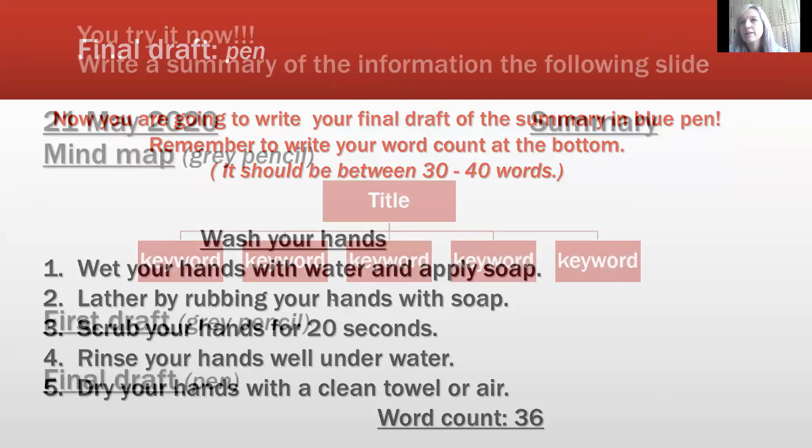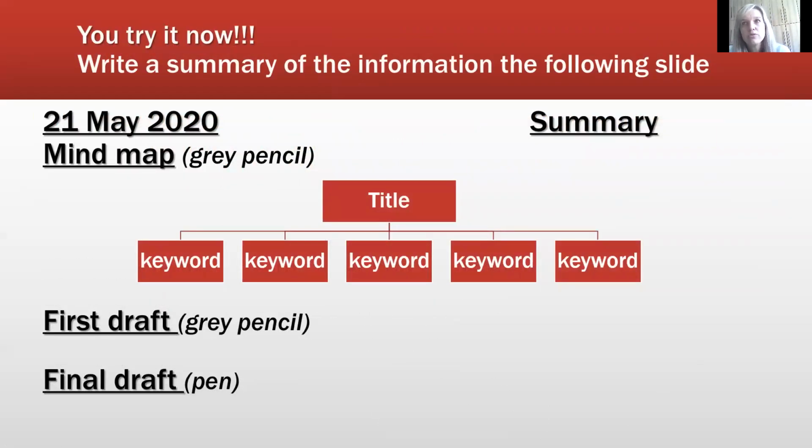Okay, so now I think it's time for you to try it now. I want you to write me a summary of the information of the following slide. On the following slide, there will be the information that I want you to write your summary about. But before you start with that, your structure for your summary will look like this. You write down the date, 21 May 2020, and your heading will be summary.